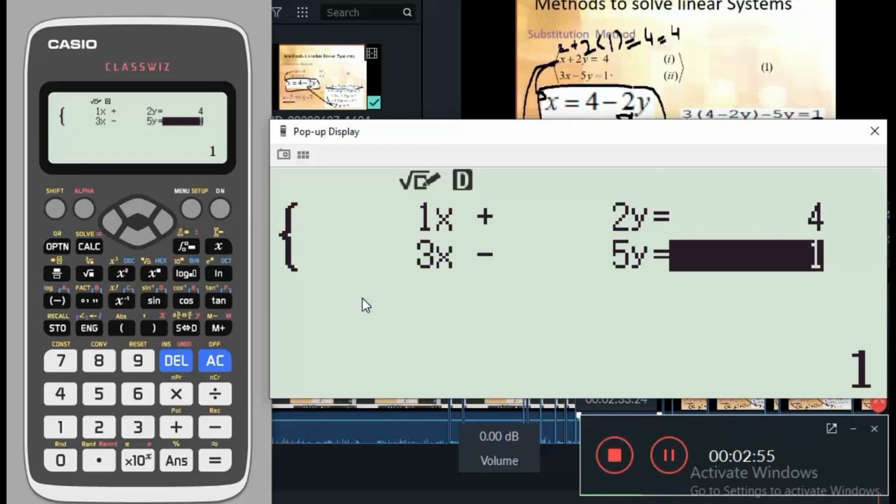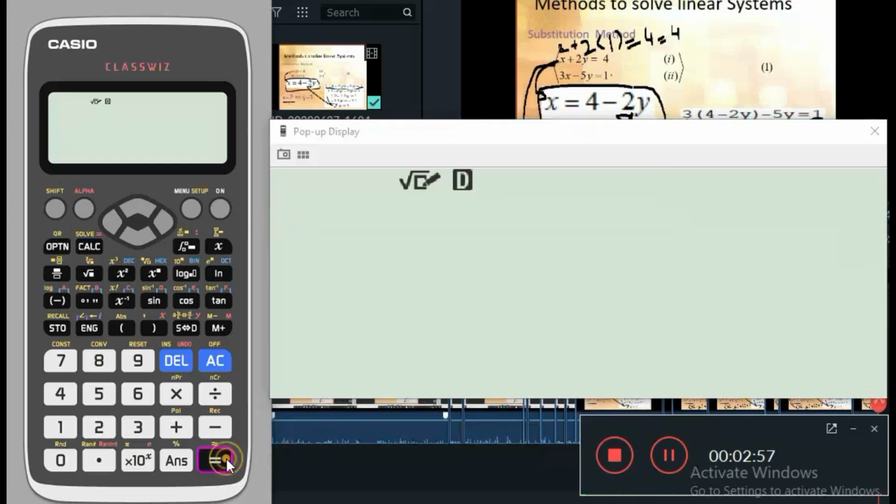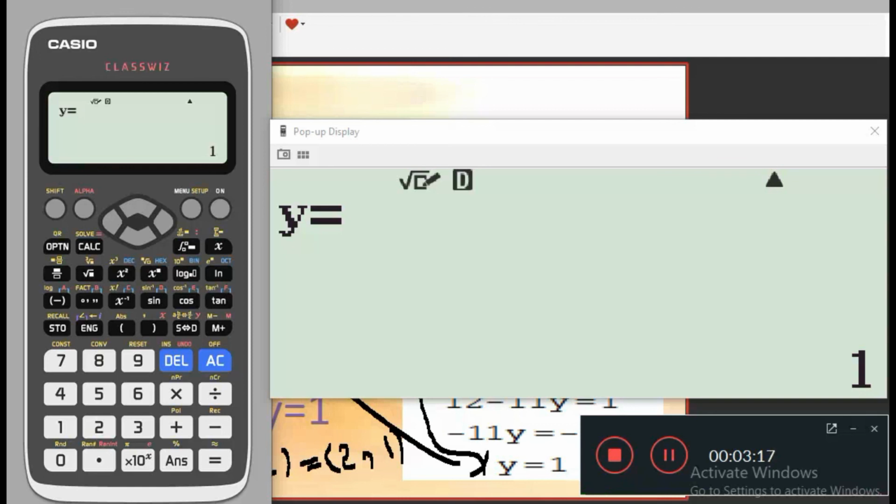You will get the value of x, that is 2. When you press equal again you will get the value of y, which is 1. You can see that our system has the solution 2 and 1. So we get the solution of our system by using the calculator easily.